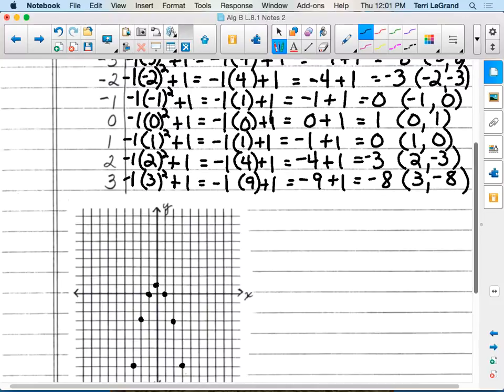After you have, this time I made you find 7 points. After you have all 7 of your points graphed, you're ready to draw your smooth U-shaped curve with it going beyond the bottom 2 points with arrows at the end to show it goes on forever in that direction. And then I want you to try and state the domain and the range on your own. Try it.